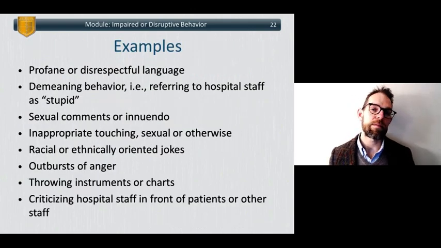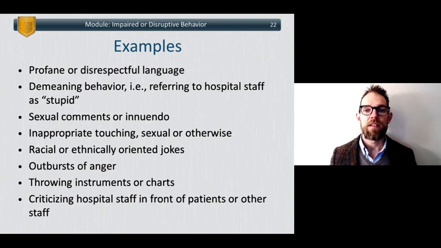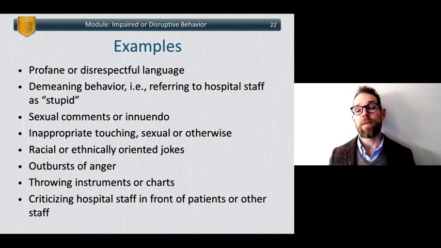Some of those examples might be profane, disrespectful language anywhere in the healthcare setting, demeaning behavior, referring to hospital staff as stupid, idiots, putting people down. This is a big one now, particularly for all of us in the operating room, where perhaps we are not as professional as we should be. Sexual comments or innuendo, inappropriate touching, sexual or not sexual, racial or ethnically oriented jokes, outbursts of anger, throwing instruments or charts, criticizing hospital staff in front of patients or other staff.